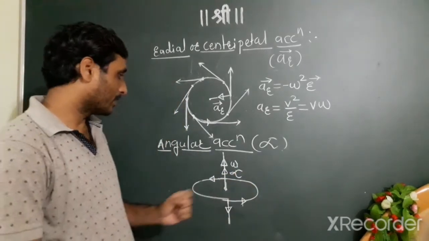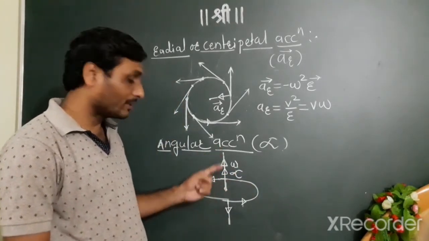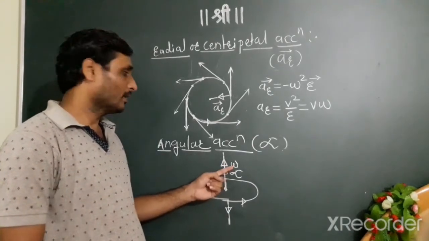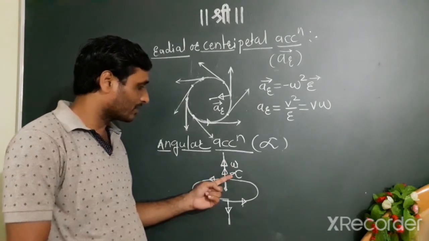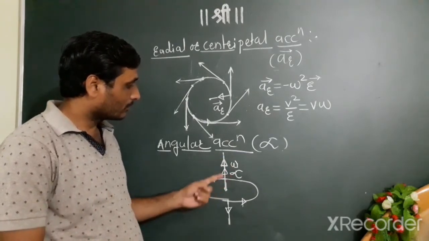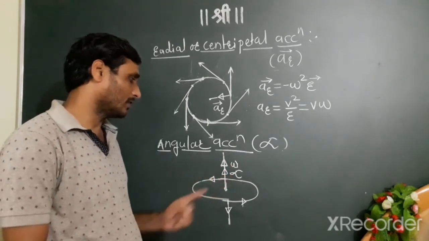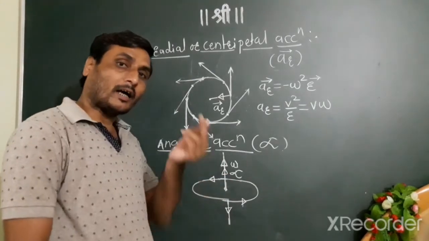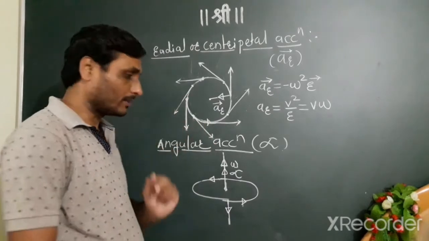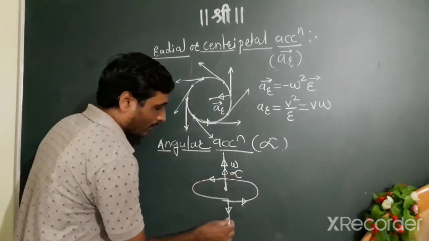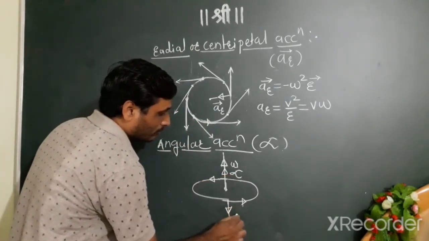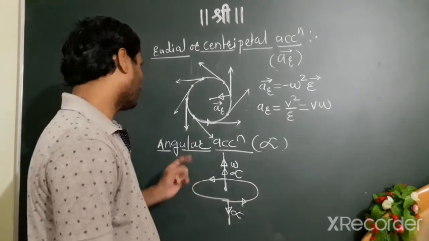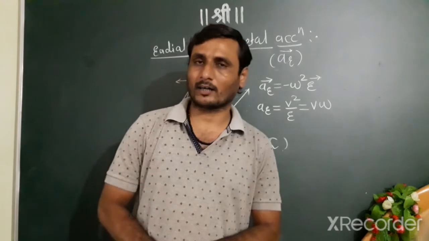Again, remember that if the speed is increasing, or the angular velocity is increasing, the direction of angular acceleration is along the same angular velocity, as shown in the diagram. Now, if the angular velocity is decreasing, then alpha must be in the opposite direction to that of omega. In this way, we find the direction of angular acceleration.